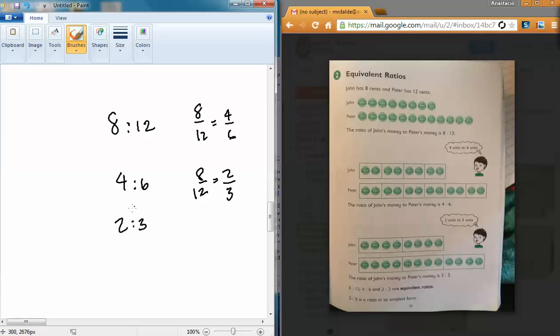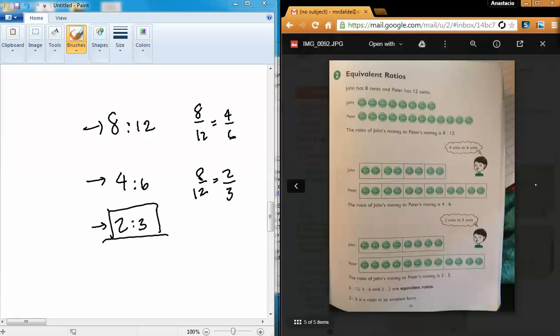So all of these ratios are the same. They're called equivalent ratios. They are equal to each other. But the simplest form of the ratio is the smallest one, the most reduced part of that fraction. So the correct answer, even though technically 8 to 12 is the same as 4 to 6, which is the same as 2 to 3, the most correct answer would be 2 to 3.